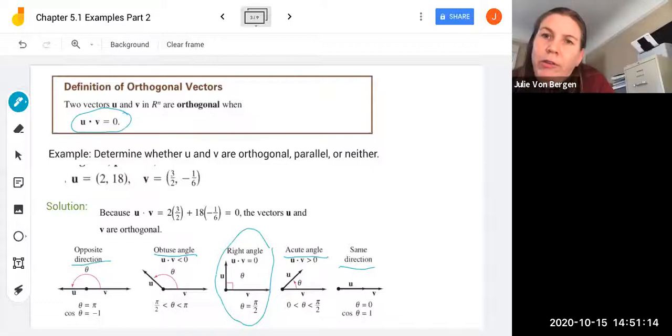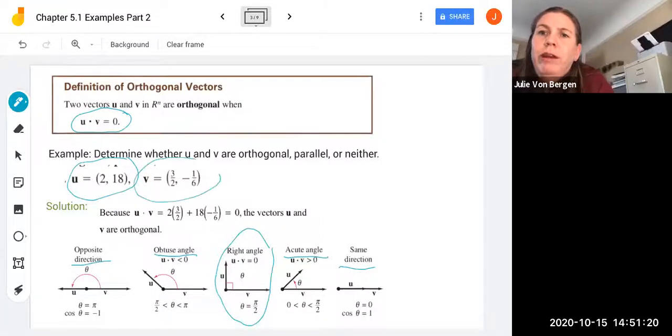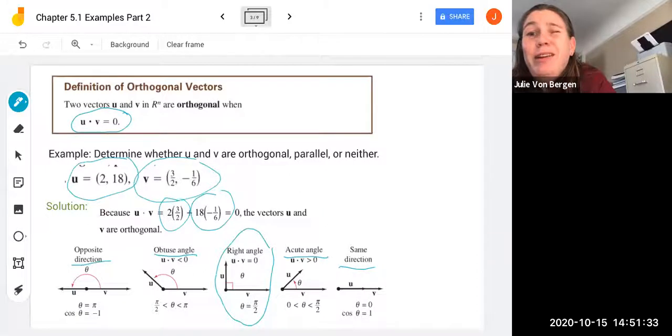So here's u, 2, 18 in R2, and here's v, 3/2 and -1/6 in R2. And so we're going to do u dot v. So component-wise, we can multiply 2 times 3/2 plus 18 times -1/6, and that works out to be a 0. We get a 3 plus a -3, so we can say these vectors are orthogonal.